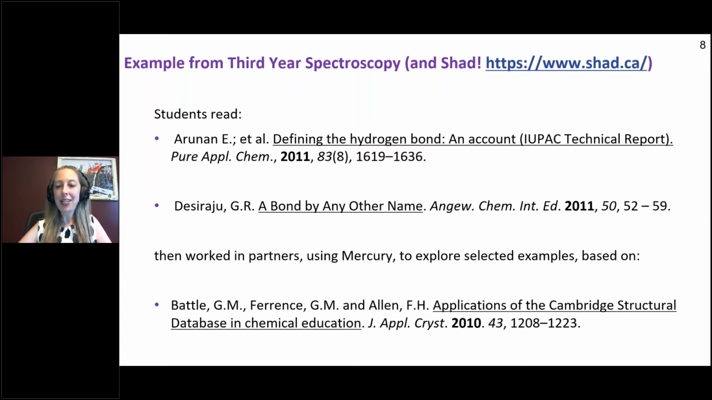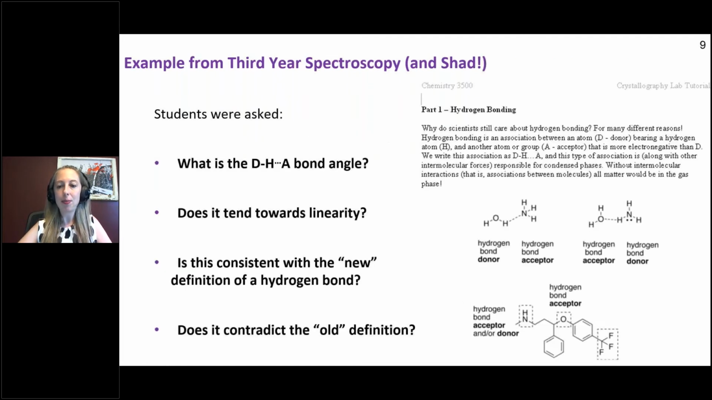And so I curated examples from the teaching subset so that students would be able to ask themselves the following questions. What is the donor hydrogen acceptor bond angle in these examples? Does it tend towards linearity? Is it consistent with the new definition of a hydrogen bond? Does it contradict the old definition of a hydrogen bond?